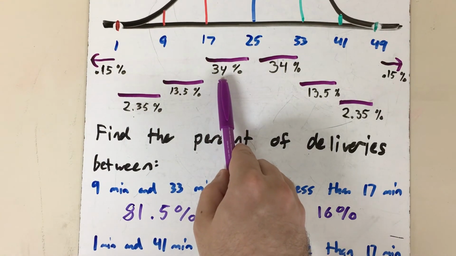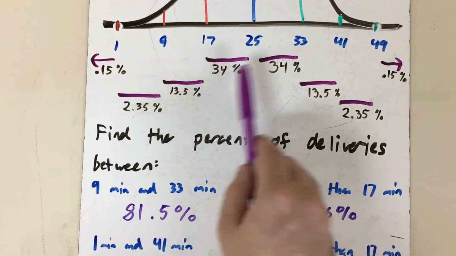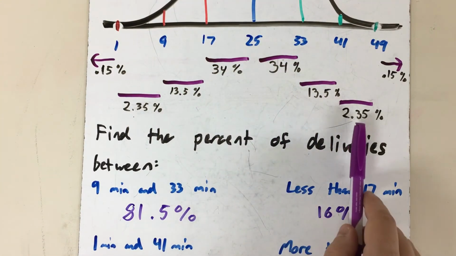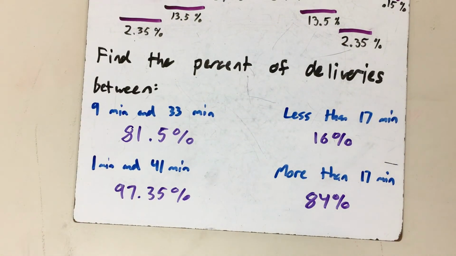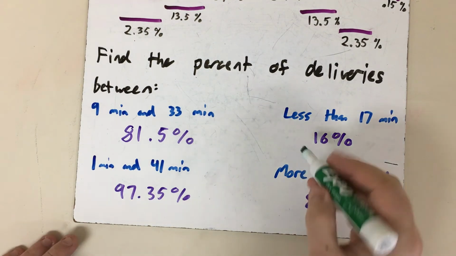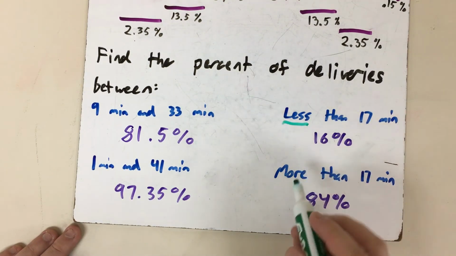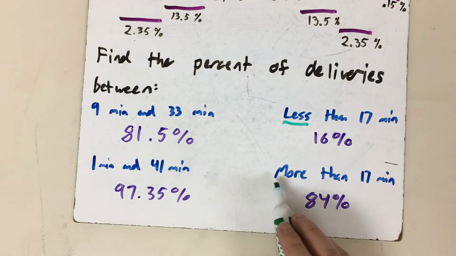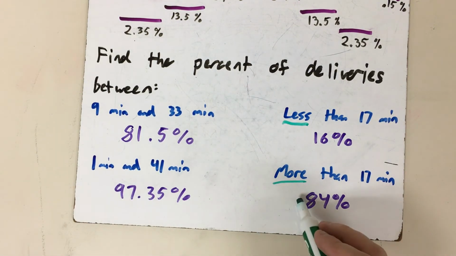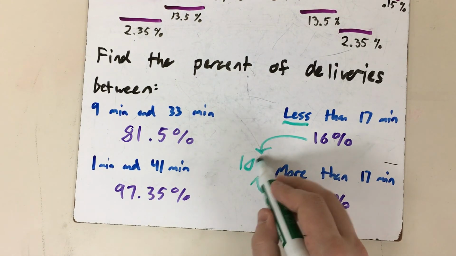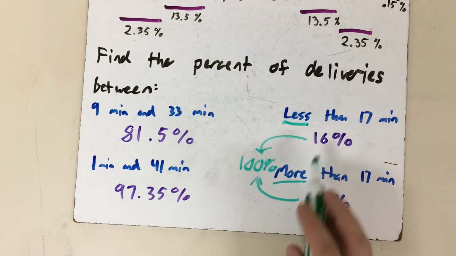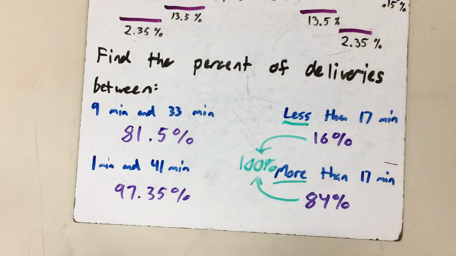And then for more than 17 minutes, there's actually 2 ways we could find this. I'll start by just picking the way where we add up everything. 34 plus 34 plus 13.5 plus 2.35 plus 0.15 will give us 84%. We could also get that by thinking through, okay, 100% is everything. So if I have the percent of deliveries less than a particular time and the percent more than a particular time, I should be able to get 100% when I add up what's less than and what's more than that particular time.